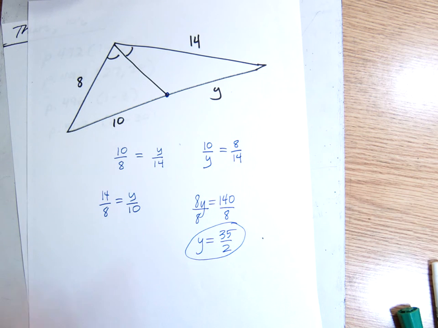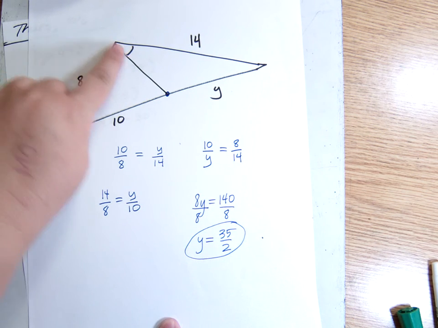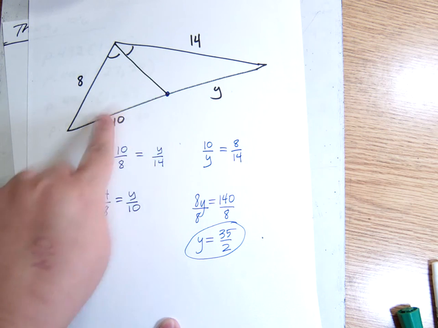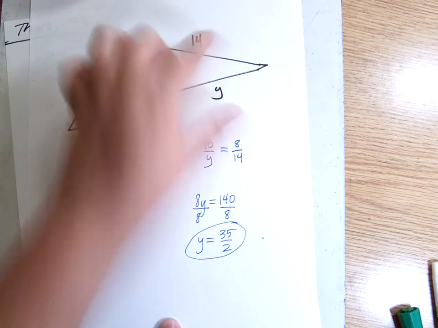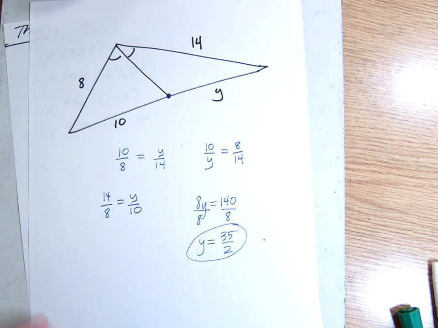So again, if you have an angle bisector, it comes across and cuts the side across from it into two pieces that are both proportional to the sides of the triangle they connect with. And that's all you need to know.